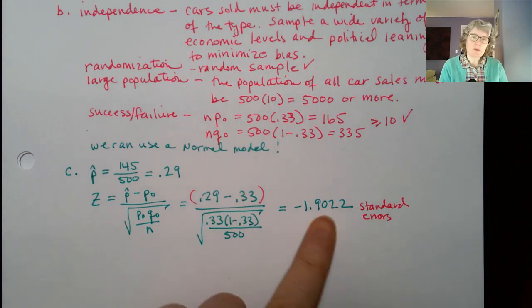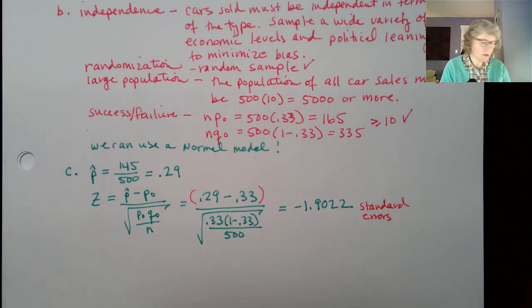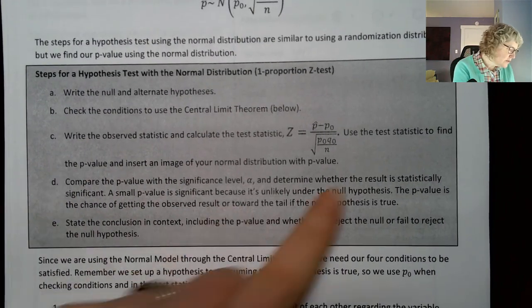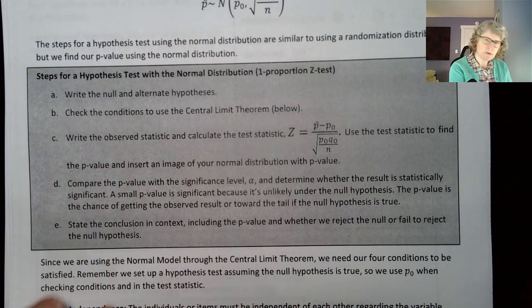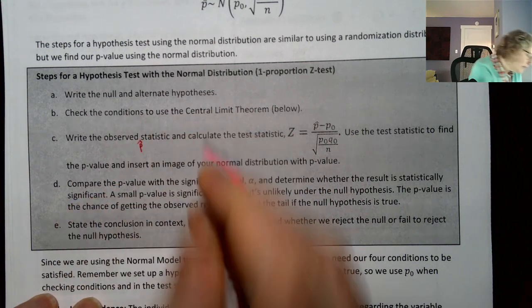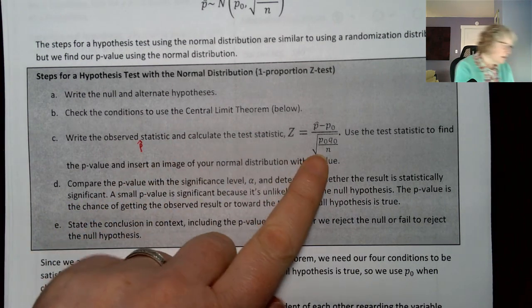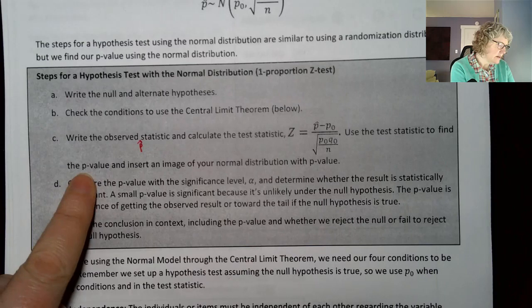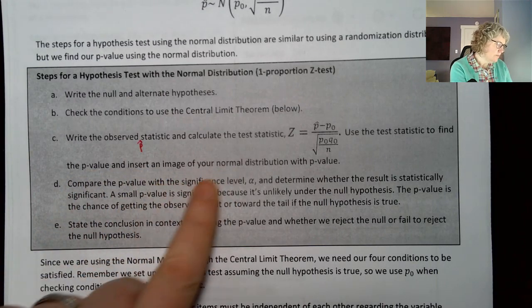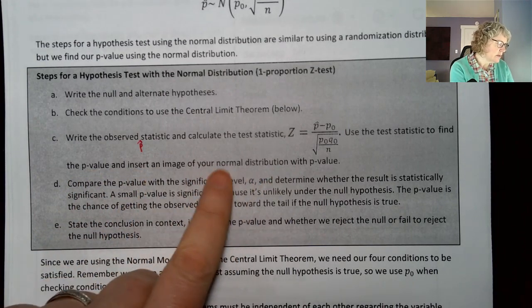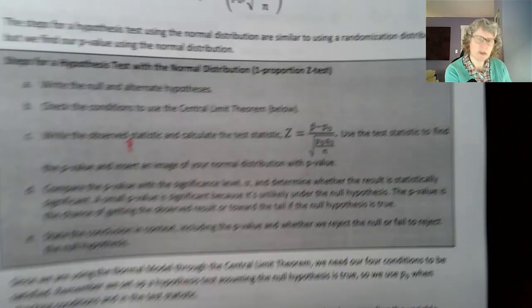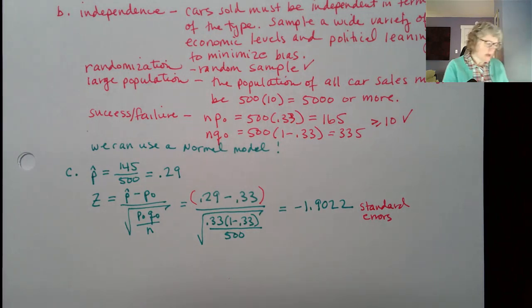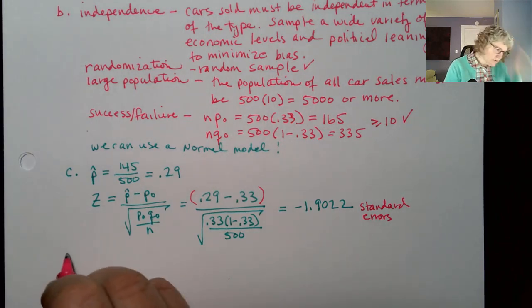So I don't know what the probability is of getting this value, but we're going to figure that out right now. So let's see if I'm still in C. Use the test statistic to find the p-value. So we've got our p-hat, we've got our z. Now we're going to find our p-value. And then I'll just draw a little image, but keep an eye on the instructions if it's looking for an image from Statplet. So we're going to use Statplet for this.